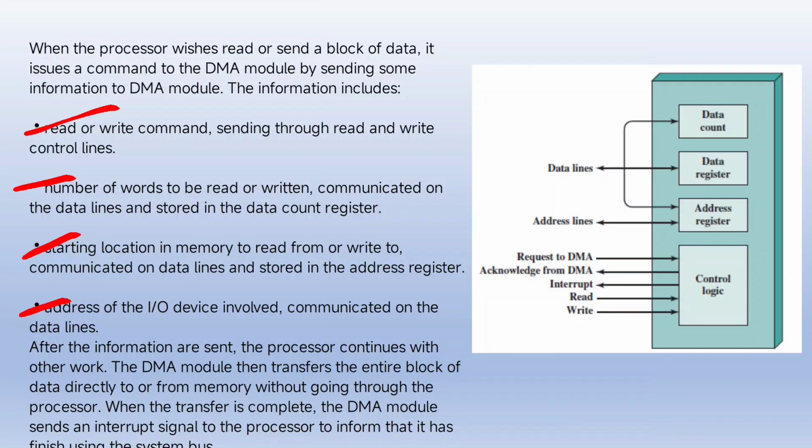After the information is sent, the processor continues with other work, and the DMA module then transfers the entire block of data directly to or from memory without going through the processor. When the transfer is complete, the DMA module sends an interrupt signal to the processor to inform it that the process is finished and it can now use the system bus.